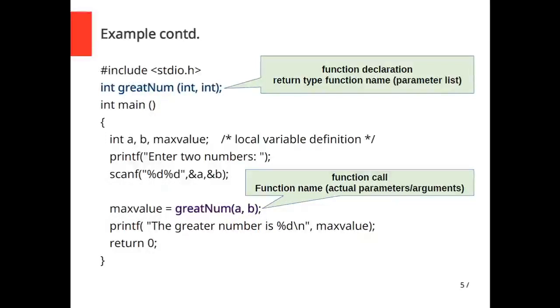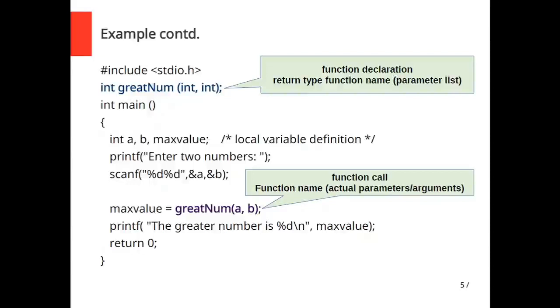Now inside the main, we are asking the user to enter two numbers. Then we are calling the function greatNum inside the main function. So greatNum followed by a comma b. A and b are the variables on which the user gives the values to check, and we are assigning the return value. The value returned by the function is assigned to a max value variable.